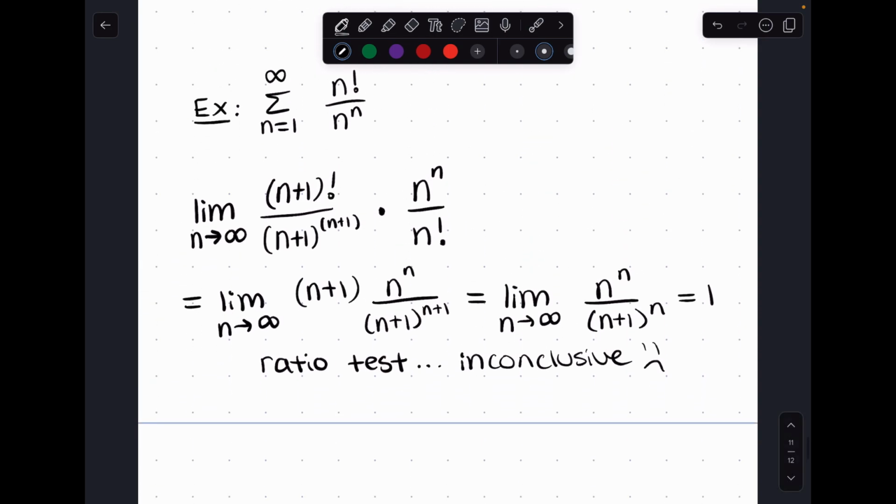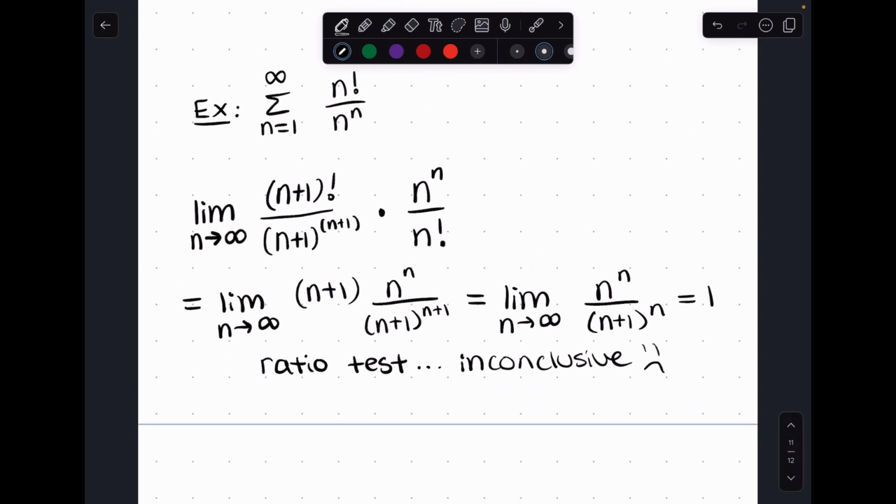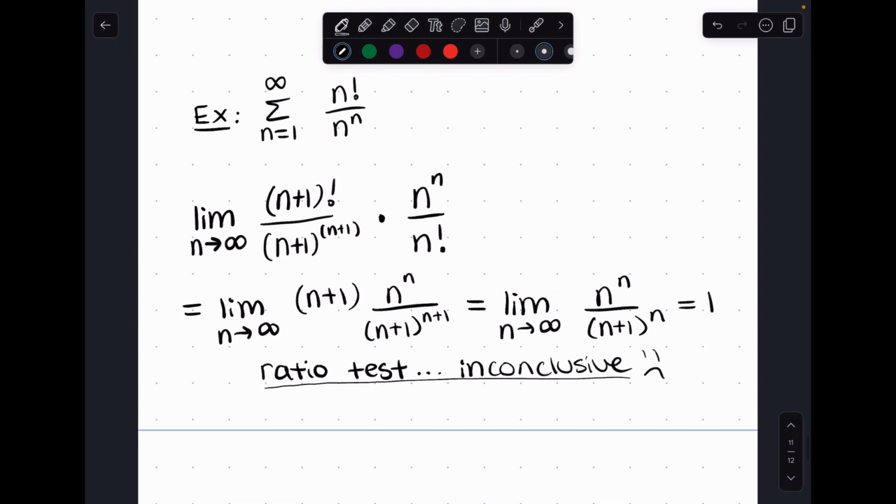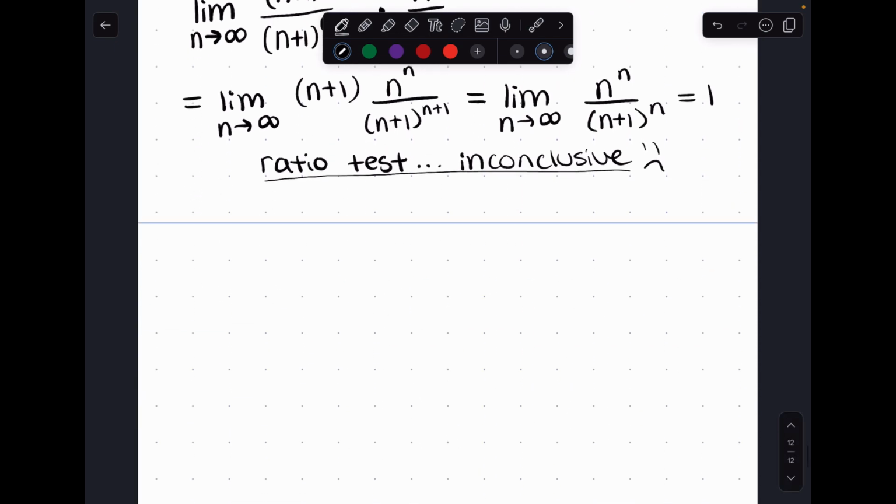If you're on an exam or a quiz, I wouldn't suggest scratching this out completely. Just say ratio test is inconclusive. If you continue doing other tests and you appropriately find tests that are inconclusive, that at least gets you some partial credit. It shows that you understand how to apply the tests and that you actually understand the conclusions of the tests. So next one, we could try maybe root test.